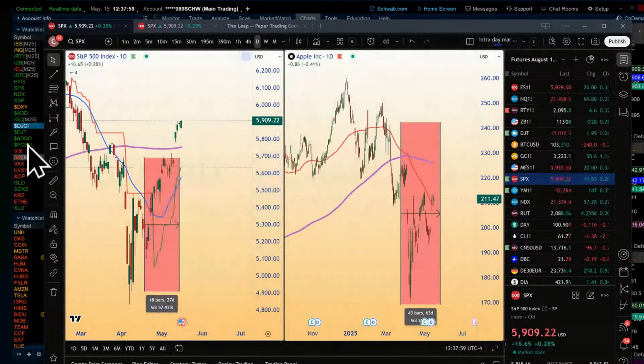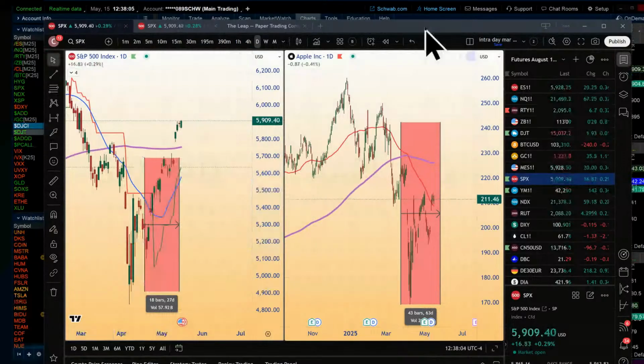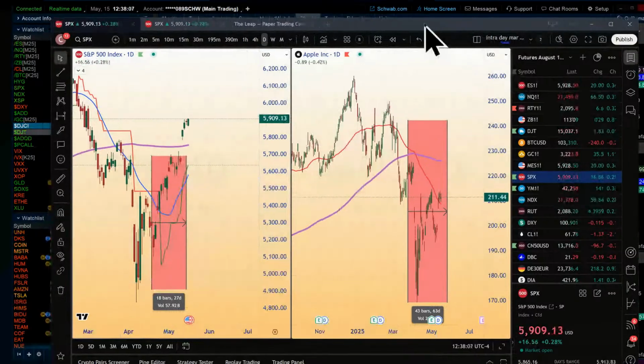Now, I know that's where Marjorie Taylor Greene bought 50 different stocks. Well, that's not buybacks. That's just Congress. But this can go on for a while.